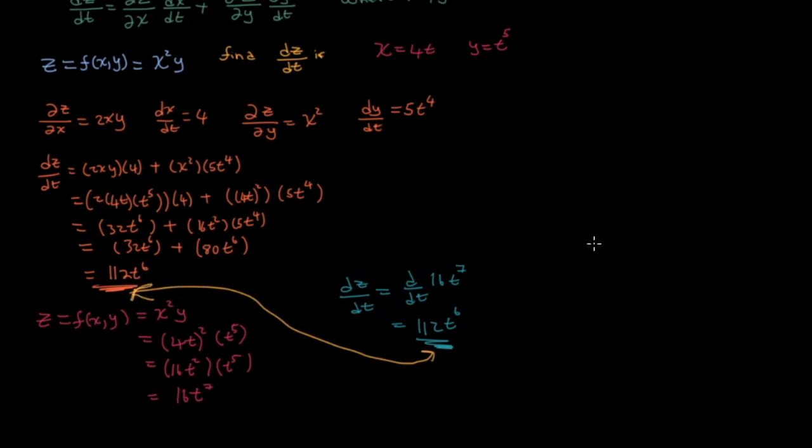So that is how you calculate the total derivative of a function using the chain rule for partial derivatives, and how to verify that you have the correct answer by way of direct substitution.